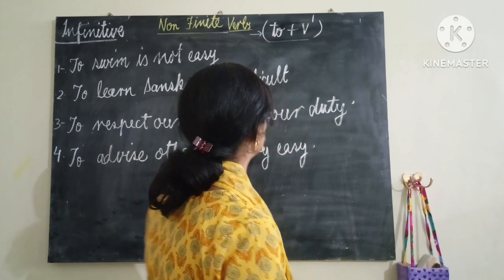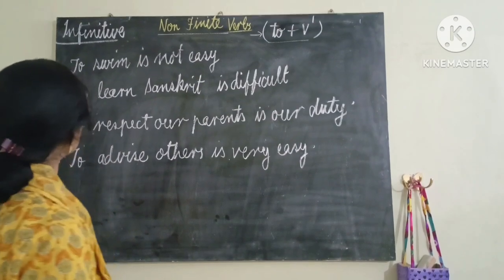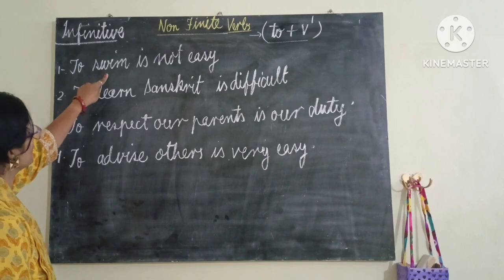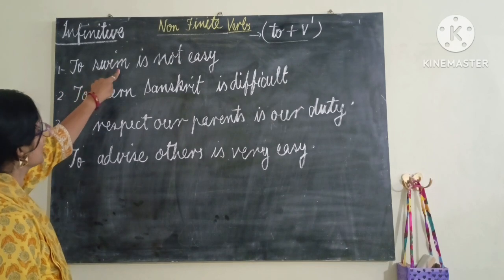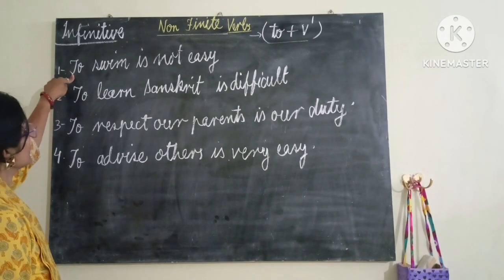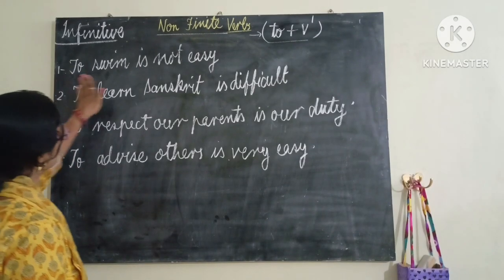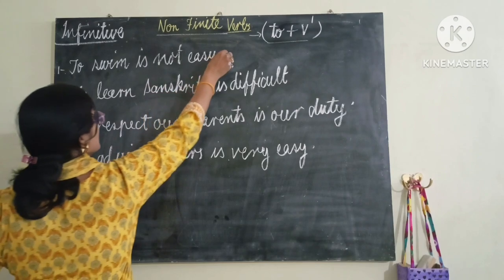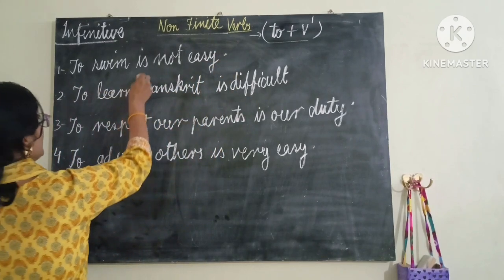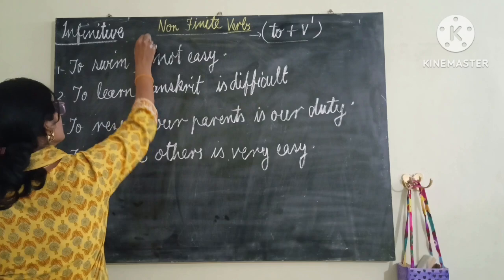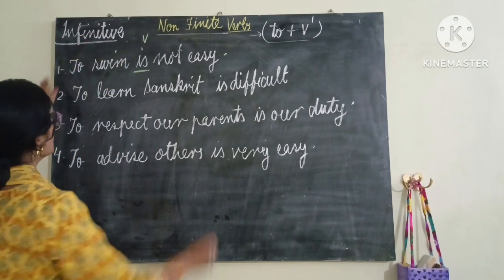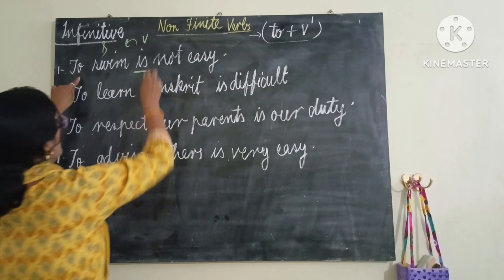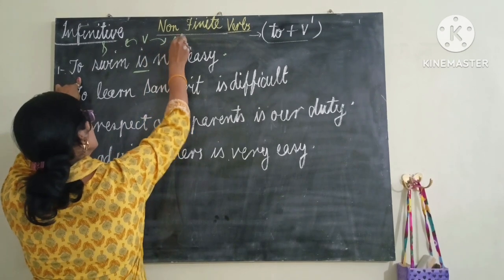Here, let's see. Number one example. To swim is not easy. You know, children, to swim, to plus V1, this is an infinitive. Number one, we have to see here what is the subject and what is the verb. To swim is not easy. This is very easy. So let's take the verb first. This is the verb. And what is always before the verb? Subject. Before the verb, subject. And after the verb, object.